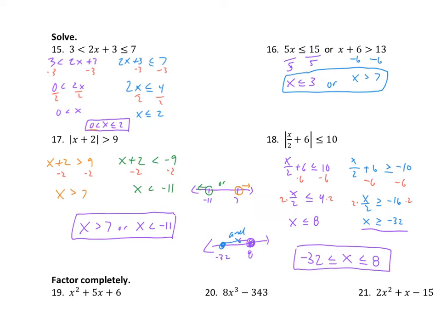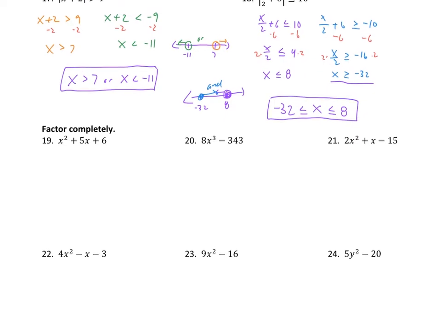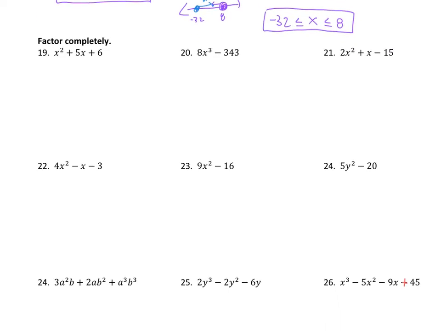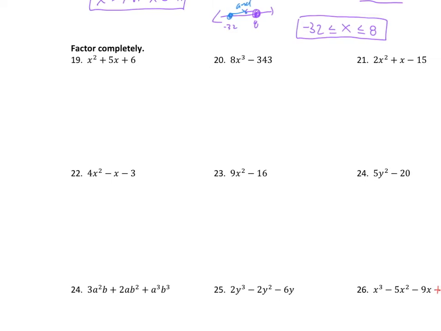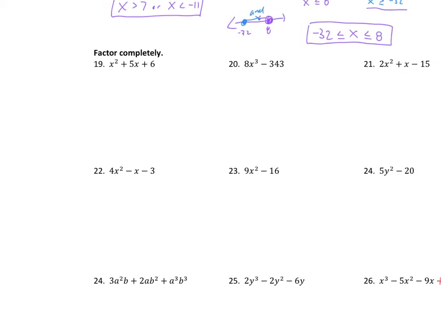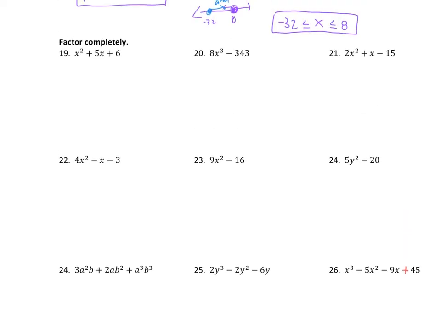All right, so there are those problems. Looks like we're moving into some factoring next. Let's talk about things we should be thinking about before we start the factoring. Let's talk about what our methods of factoring are. And there is a typo here on number 26 that you want to fix. That less than symbol should be a plus sign. So make sure you fix that on number 26.